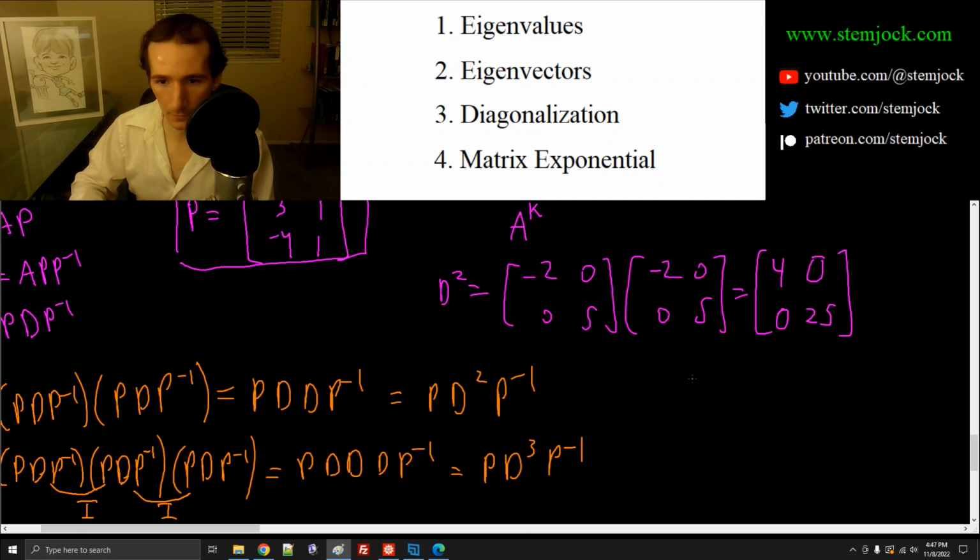So basically, D to the power of k is going to be negative 2 to the power of k and 5 to the power of k.